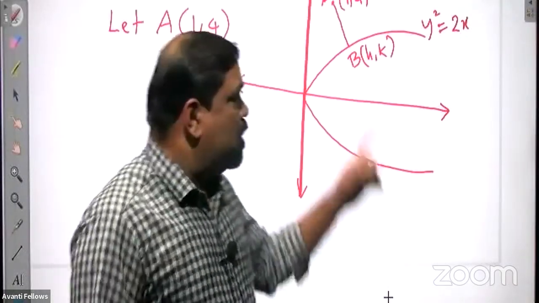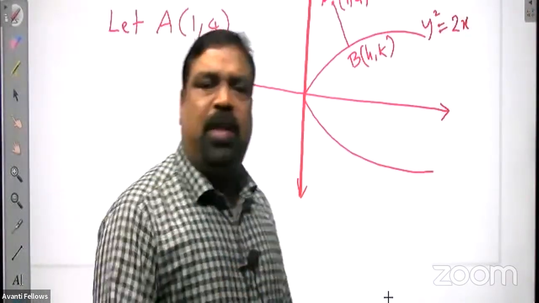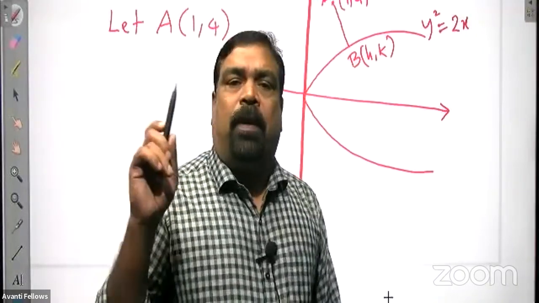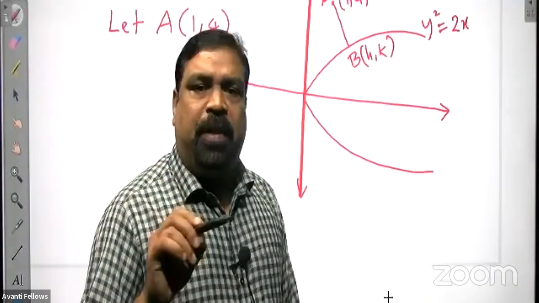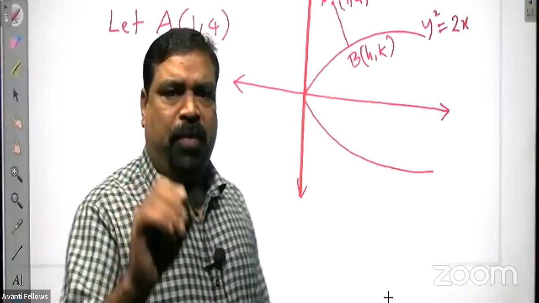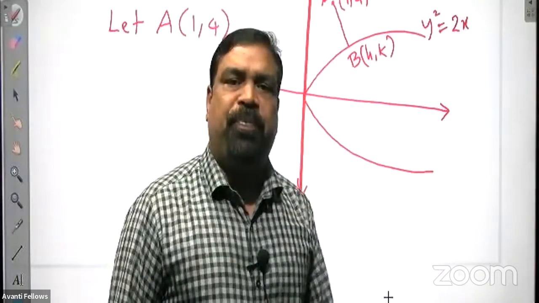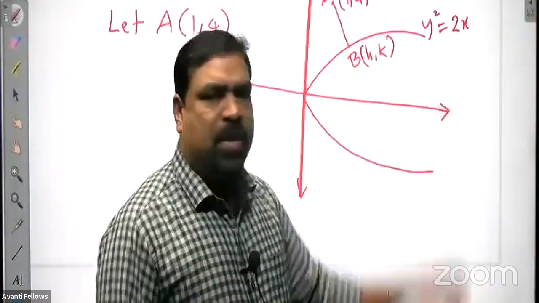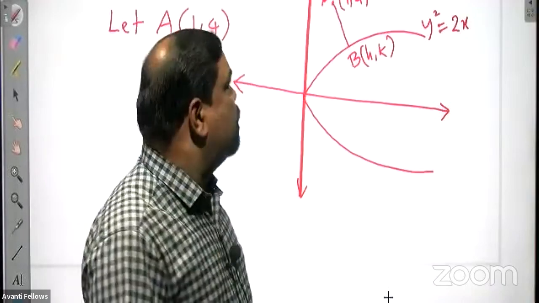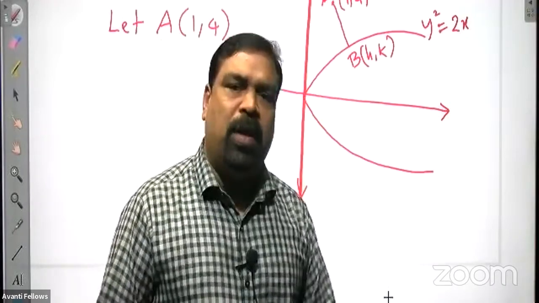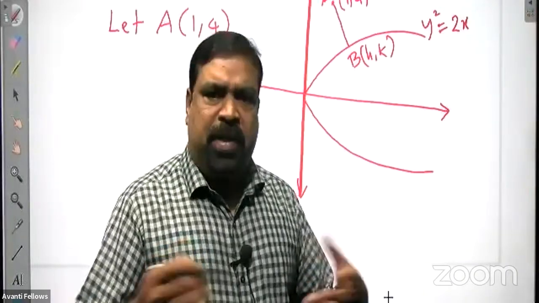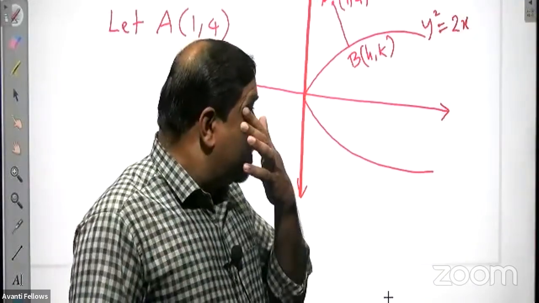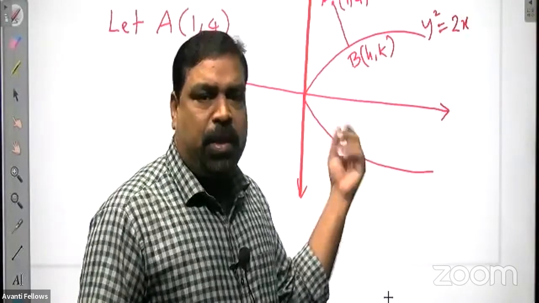I started this problem yesterday. Somebody posted this question in the chat box to give the solution. So this is the question: find the minimum distance of the point 1, 4 from the parabola y square is equal to 2x. A point is given, 1, 4, and the parabola is given, y square equal to 2x. So you have to find the minimum distance of the point 1, 4 from the parabola. This is the problem I am going to discuss. I think there was some technical issue, and some of you might not have heard my beginning.